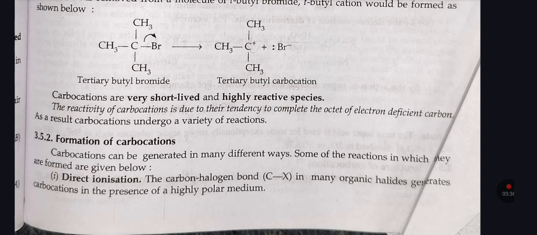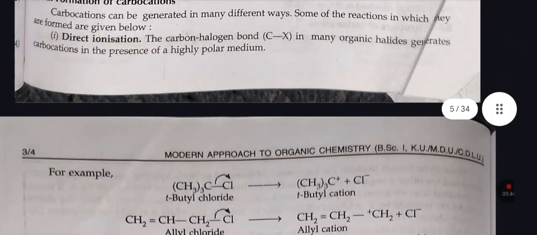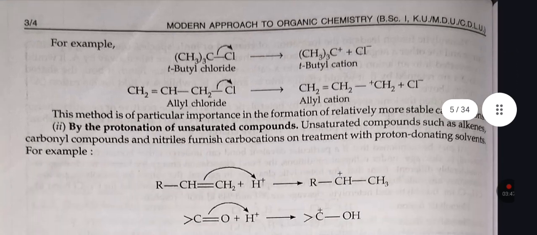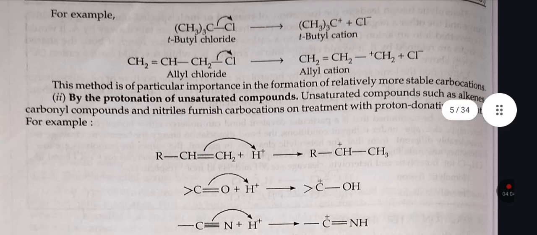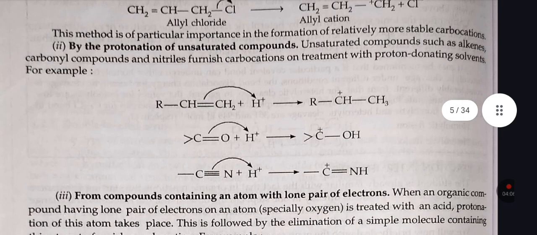First, direct ionization. The carbon-halogen bond in many organic halides generates carbocations in the presence of a highly polar medium. Tertiary butyl chloride, when both the electrons are moved on Cl, will give (CH3)3C positive plus Cl negative. Allyl chloride, when both the electrons are moved on Cl, will give rise to allyl cation plus Cl negative. This method is of particular importance in the formation of relatively more stable carbocations.